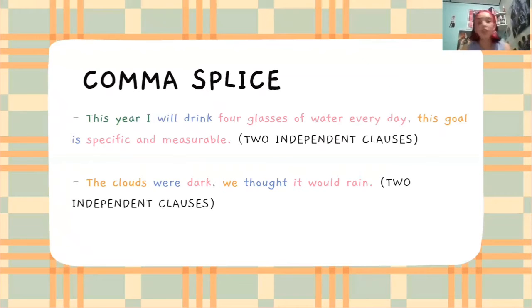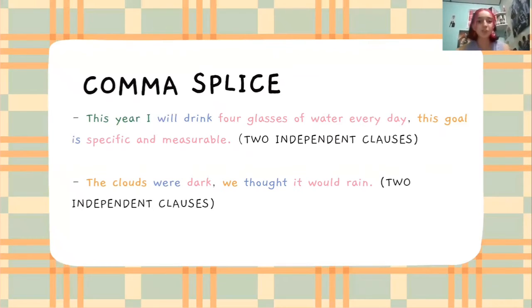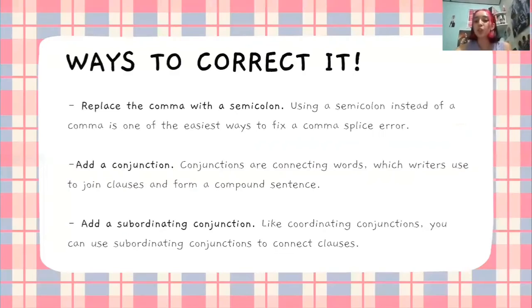The same thing happens with the second sentence. The clothes were dark, comma, we thought it will rain. We thought it will rain. These are two independent clauses that should not be put together with a comma. So what I'm going to show you today is some ways to correct it so you don't commit the same mistake again and again, and you actually know how to correct it and how to write better next time.